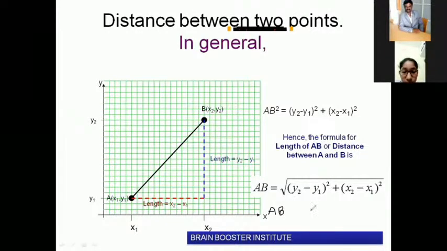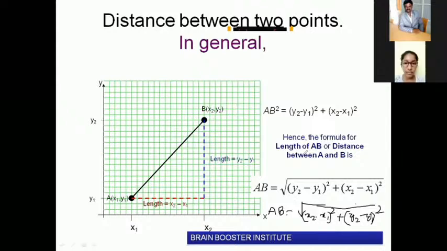AB is equal to square root of x2 minus x1 whole square plus y2 minus y1 whole square. Nothing will be happening. Got the point? So it is nothing but this commutative property.